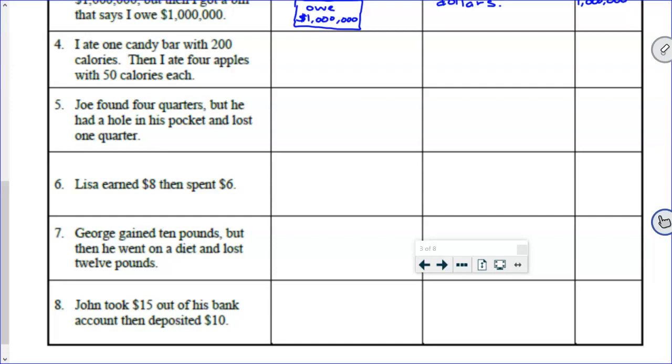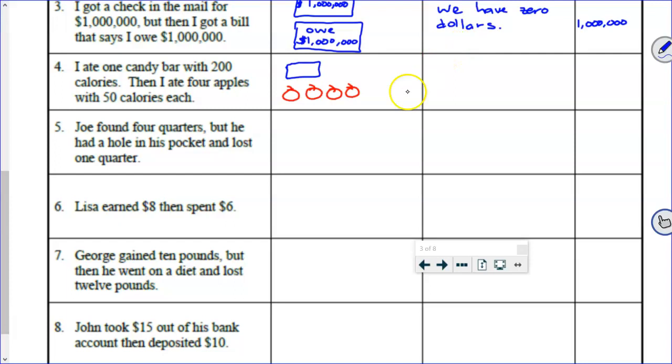I ate 1 candy bar with 200 calories. Then I ate 4 apples, each with 50 calories. So here's my candy bar, and here's my apples. Perfectly drawn apples that look just like apples, right? Yeah, okay. I thought so too. So what is the net result?